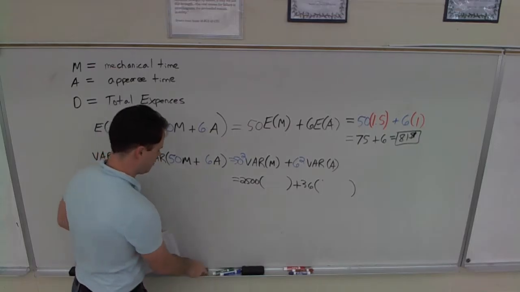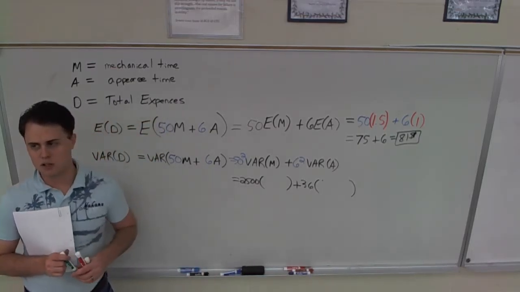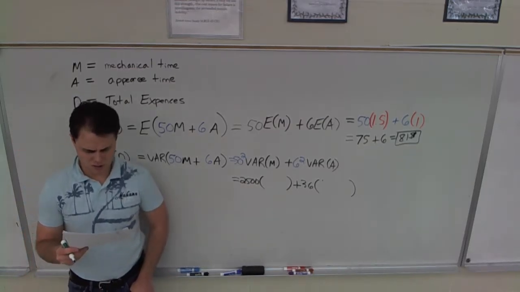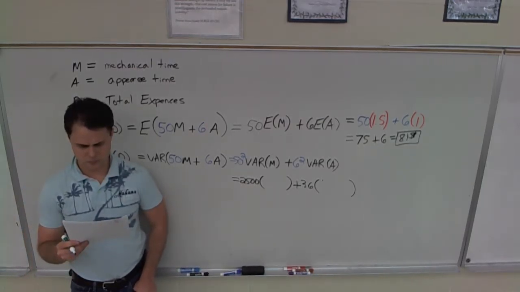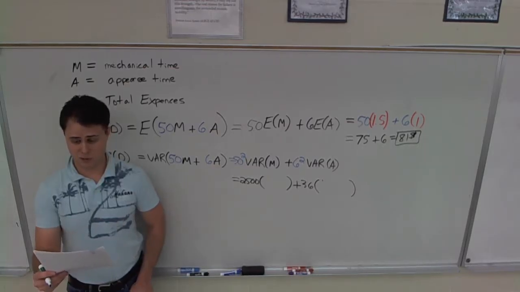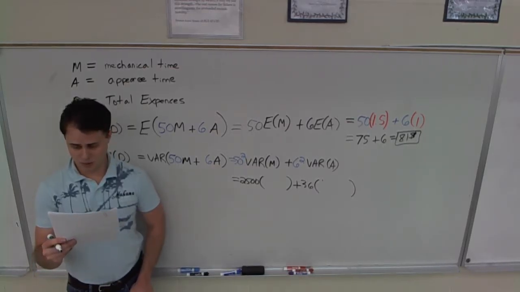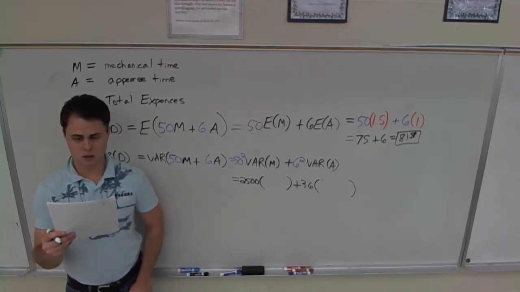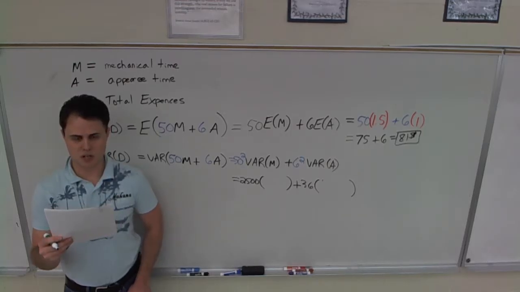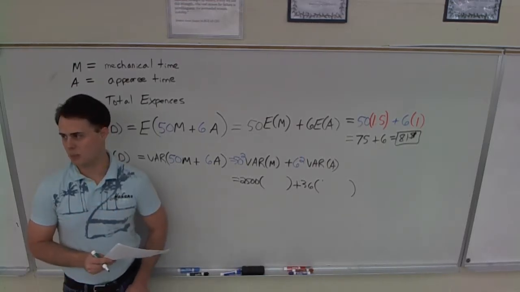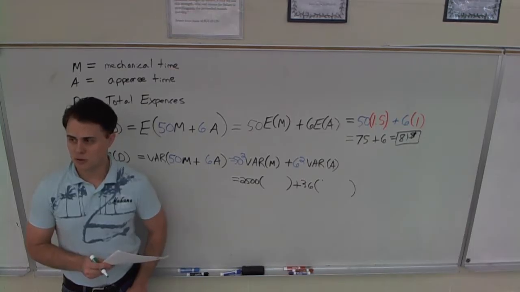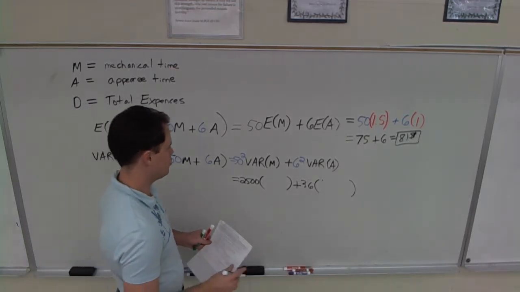You guys need to help me with the variance of the mechanical time and the variance of the appearance time. So the variance of the mechanical time, what was it? Did they tell us that? They said 15 minutes was the standard deviation for mechanical time, didn't they? But we can't be in minutes. We got to be in hours. So what's 15 minutes in terms of hours? A fourth. So I'm going to put a fourth here.